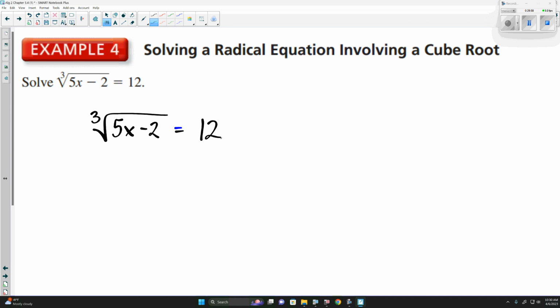But is it by itself? Yes, there's nothing added to it. There's nothing subtracted from it, or multiplied. It is by itself. So we go to step 2. Put both sides to the second power. Is that what we have? Well, no. We have what? Put both sides to the nth power.